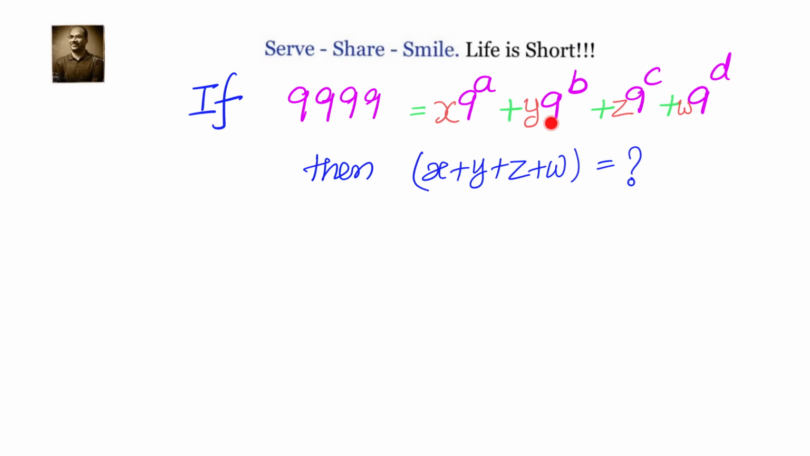If 9999 equals x into 9 power a plus y into 9 power b plus z into 9 power c plus w into 9 power d, then what is the value of x plus y plus z plus w? Now if you look at the problem, you will understand that we have to write the given number, which is in base 10, in terms of 9, and whatever answer we get is nothing but the values of x, y, z, w.